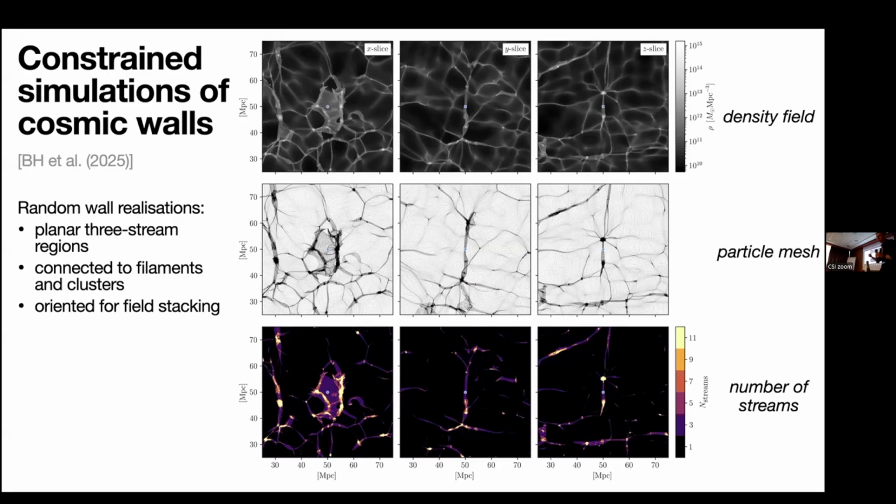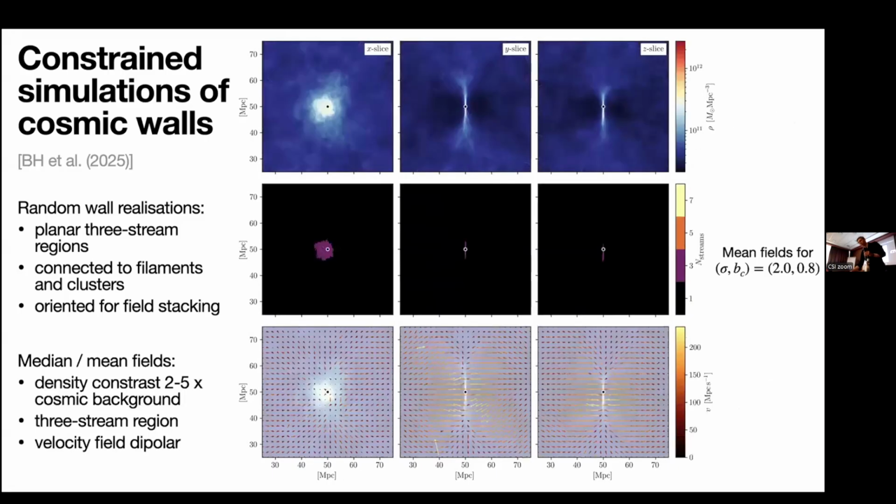We can now also simulate hundreds of them, and this is what we did. And so we inferred the mean fields. And what we find, for example, is that the cosmic walls are 2 to 5 times as dense as the cosmic background, which is well in agreement with the literature. We also obtain this dipolar velocity field, and yeah, we are commenting more on the physical properties in the papers.